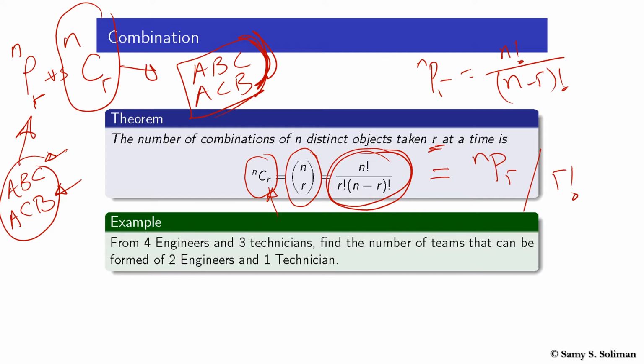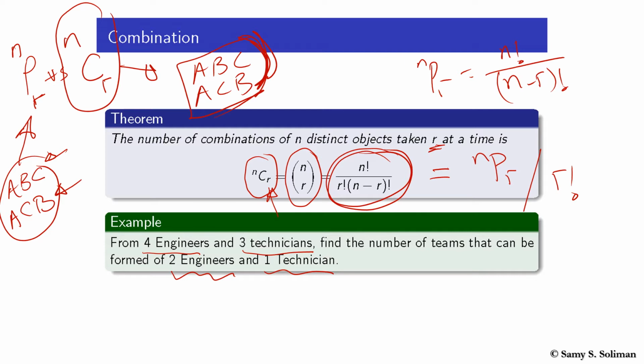So let's try to understand this more through an example. Let's assume that we have 4 engineers and 3 technicians, and we want to find the number of teams that can be formed of 2 engineers and 1 technician. Note that here we have 4 different engineers, 3 different technicians, and we want to form a team which is composed of 2 engineers and 1 technician.